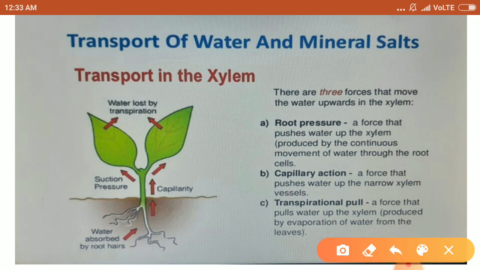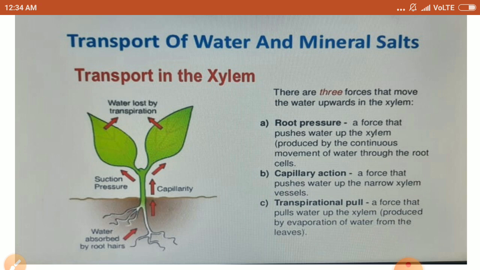You know root hairs? Suppose these are roots. In roots, some small hairs you can see. These are known as root hairs. These root hairs are helpful in increasing the surface area of the roots so that a larger amount of water can be absorbed. So the main water absorbing organs are root hairs and the mineral absorbing organs are root epidermal cells.